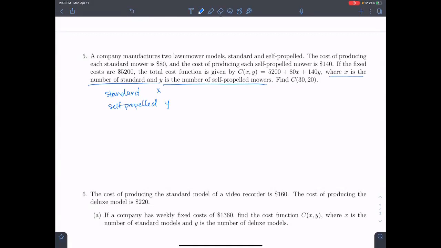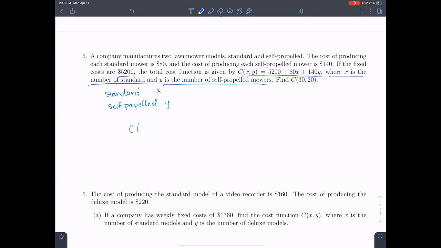The cost of producing each standard mower is $80, and the cost of producing each self-propelled mower is $140. If the fixed costs are $5,200 and the total cost function is given by this, where X is the number of standard and Y is the number of self-propelled, find C of 30, 20. So basically, this is your fixed cost. This looks like it's $80 to produce each standard lawnmower for X, and this would be the cost to produce each self-propelled lawnmower, which we don't need to figure out yet, but eventually that's what we'll be doing.